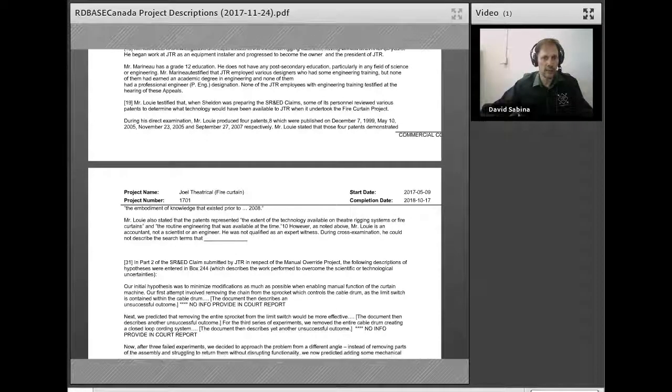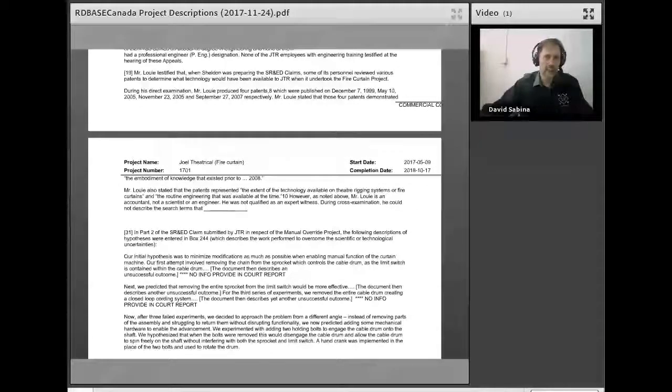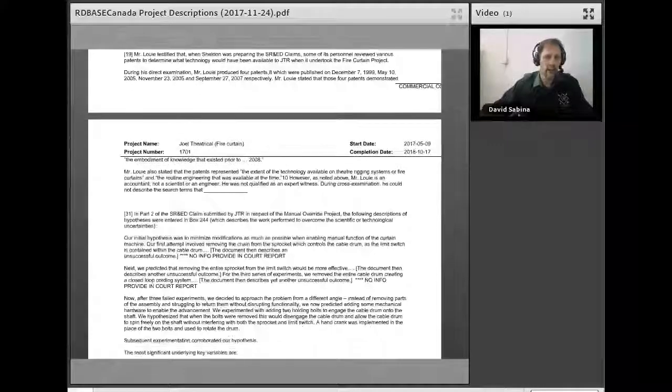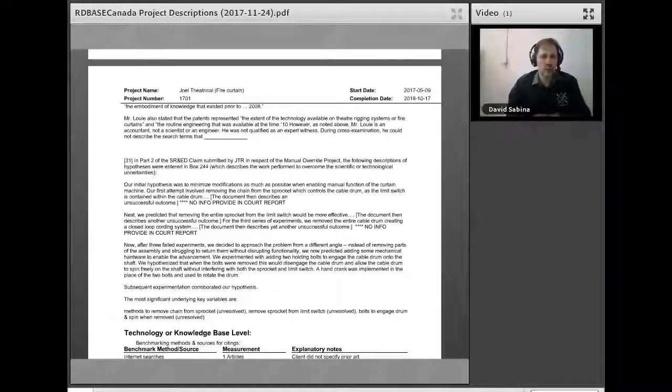Now, what was interesting is that the client in this case did produce 4 patents and talked about how there were similar technologies at the time. However, under cross-examination, the client himself couldn't provide answers on the spot as required by the judge, including things like, what were the search terms or things along that nature. Okay?